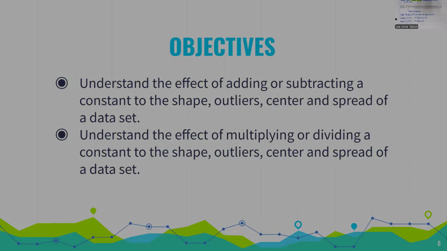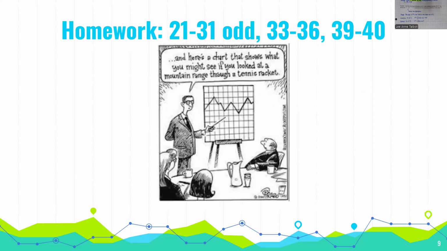Okay. Here's the homework, 21 to 31 odd, 33 to 36, which I think are all multiple choice. 39 and 40, I think are review ones.